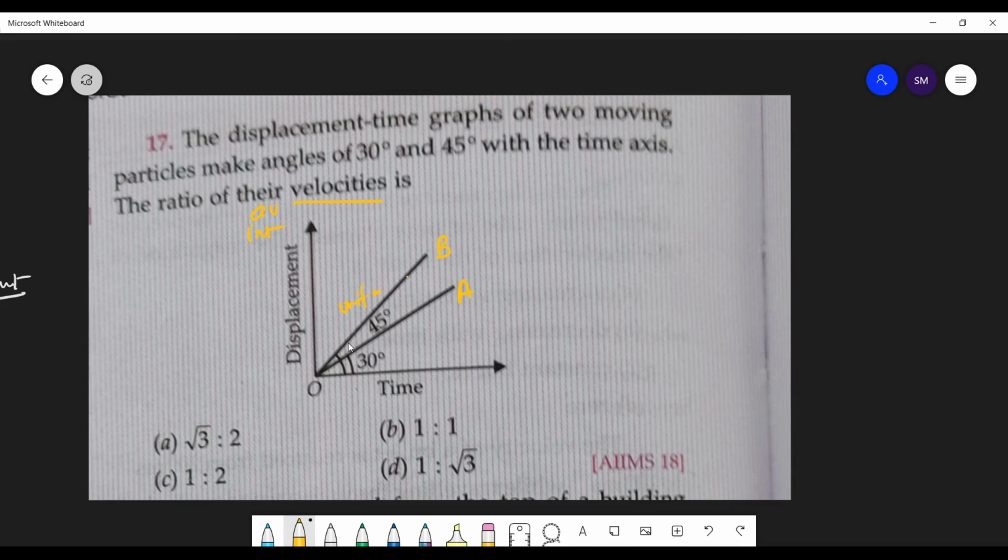So where you have greater slope, 45 degrees is the slope here for this, right? And here the slope for A is 30 degrees. So you have two moving particles, 30 and then 45. So tan 30 degree upon tan 45 degree. So what is tan 30? 1 by root 3, and tan 45 is 1. So that's 1 is to root 3. This option D is correct. So students, this question was in All India Institute of Medical Sciences exam in 2018.